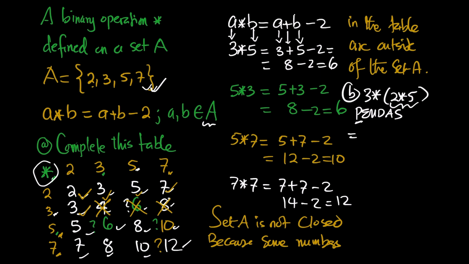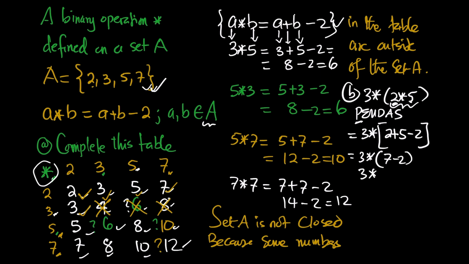So it's going to be equal to 3 star, the 2 star 5. The 2 is our A. Don't forget, this is our binary operation here. So our A is going to be 2, and our B is going to be the 5 minus the 2. We're just plugging in A and B into this operation here. And we're going to have 3 star 7 minus 2, which is 3 star 5.